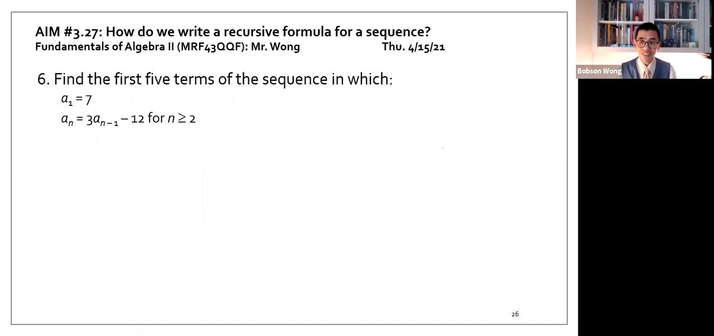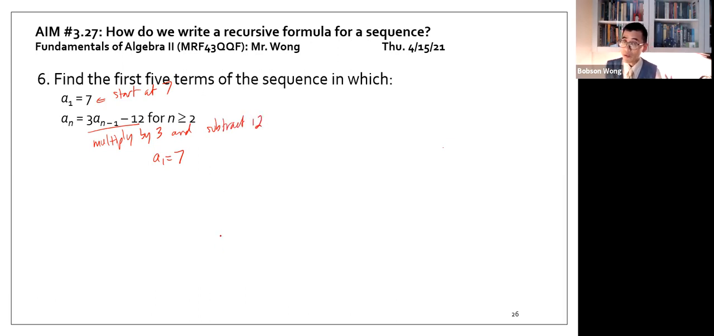So let's take a look at this example. You need to find the first 5 terms of this sequence. Now, when you're writing a recursive sequence and you're given the first term, that counts as the first term. So the first term here, a sub 1, is 7. This equation means you start at 7, and then you multiply by 3 and subtract 12.